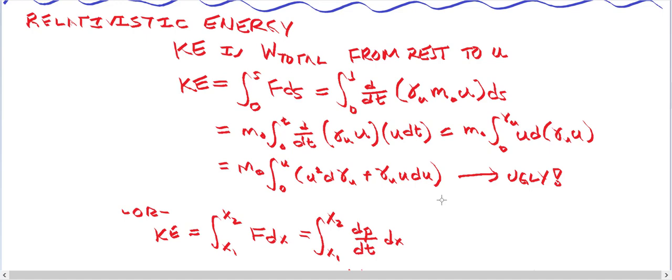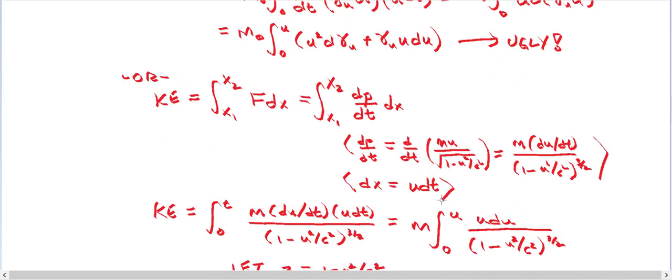to save my voice a little. So another approach that we could take is to say that the kinetic energy is just going to be the integral from x1 to x2 of F dx. I guess I could have stuck with s's, but I didn't. Which is again the same as the integral from x1 to x2 of dp/dt dx.